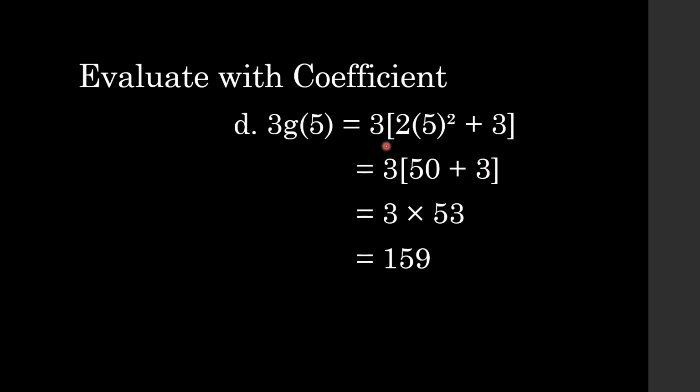So here it will be 3 bracket 2 times 5 squared plus 3. So you see the coefficient here is not working now. We have to finish the bracket before we multiply the coefficient. So 5 squared will give us 25. 2 times 25 will give us 50, plus 3, that is 53. Now the machine g of x has been able to process the object 5 for us to get the image 53. Now we are going to multiply the coefficient, which is 3, by 53. That will give us 159.